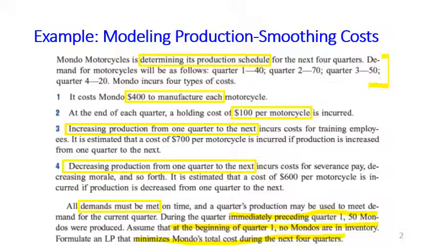I will give you a pause on the video to give you the time to read this problem carefully and collect all the required information.